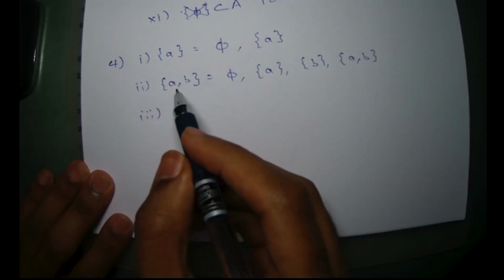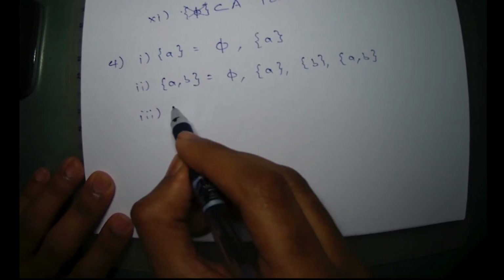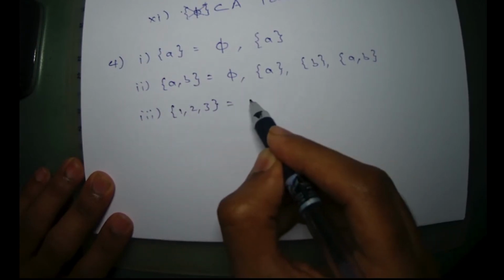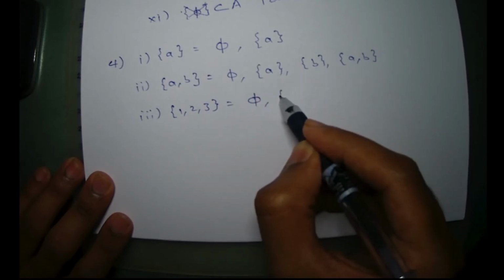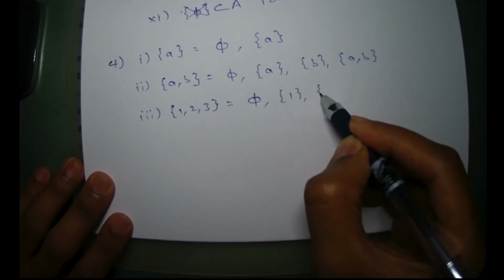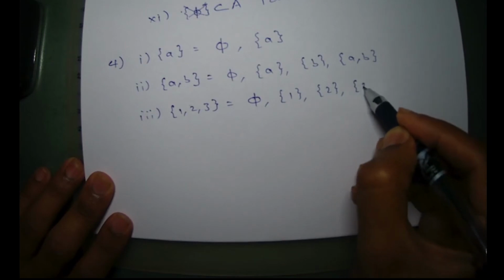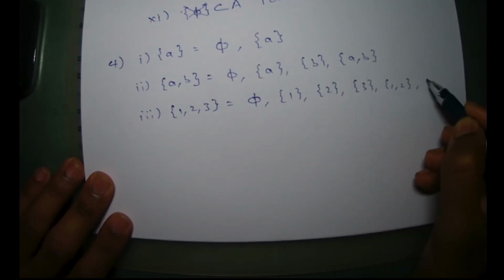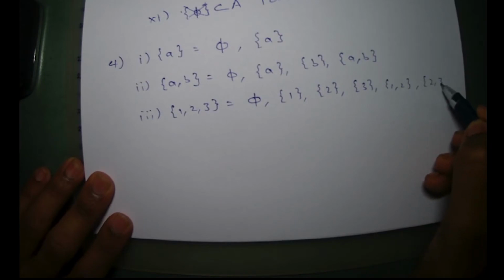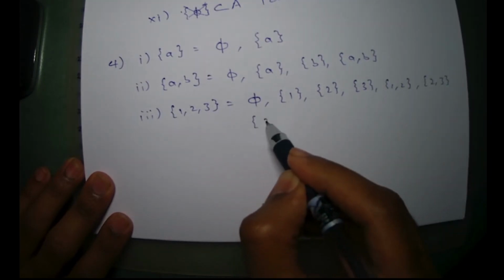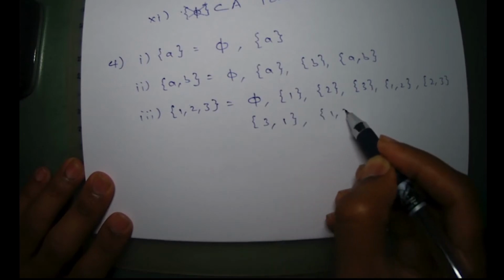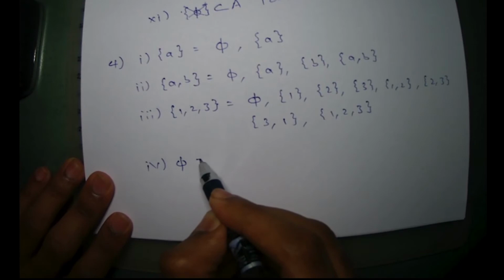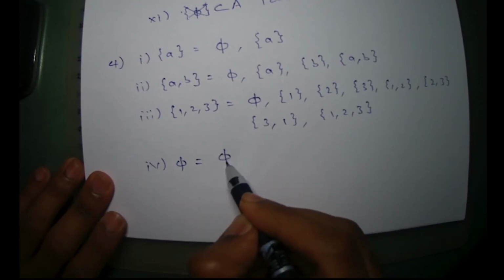Then we have the third question, {1, 2, 3}. Again the subsets are the null set, 1, 2, 3, {1, 2}, {2, 3}, {3, 1}, {1, 2, 3}. Question 4 is the null set. The only set which is a subset of the null set is the null set.